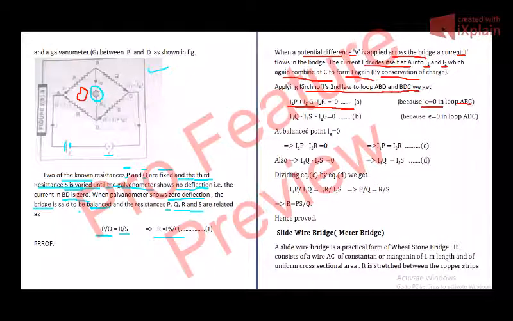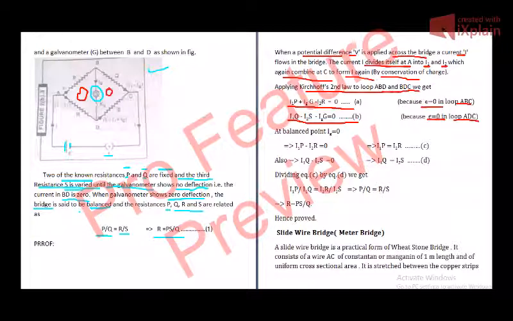Similarly, in the second loop, I1Q minus I2S minus IgG is equal to 0, because E is equal to 0 in loop BDC also.